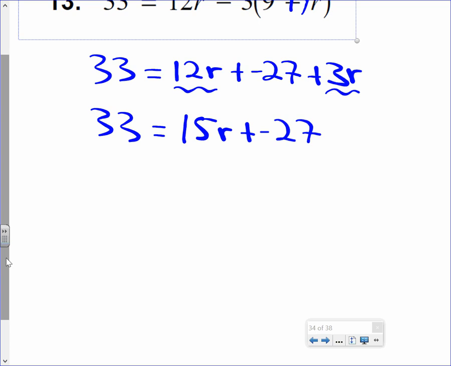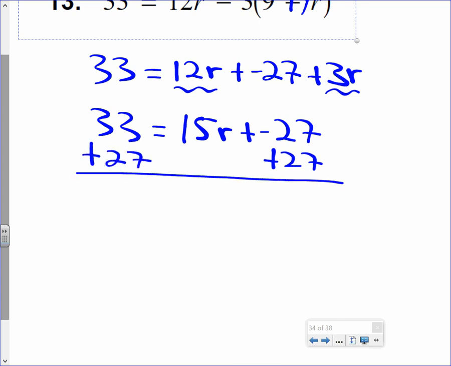So step 3, get rid of whatever numbers that are next to the variable using opposite operations, starting with the numbers farthest from the variable. Starting with that one. Opposite of subtraction, addition. Let's bring down the equal sign. Bye-bye to that. Right, Murillo? Here we go. 15R is on the right, equals, yeah.